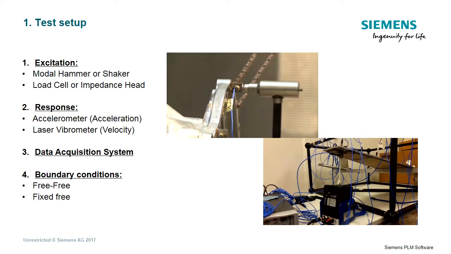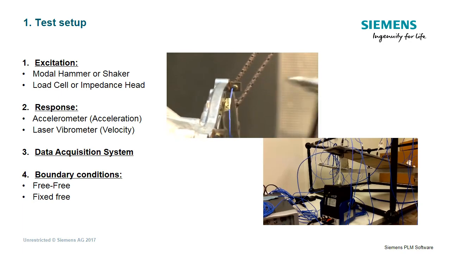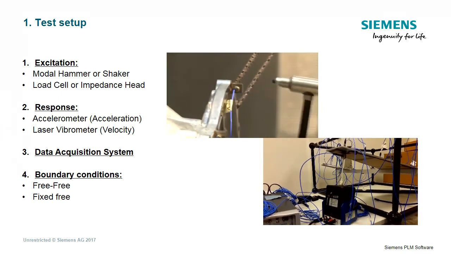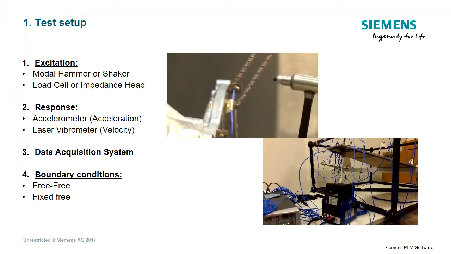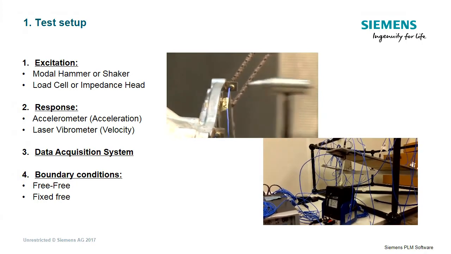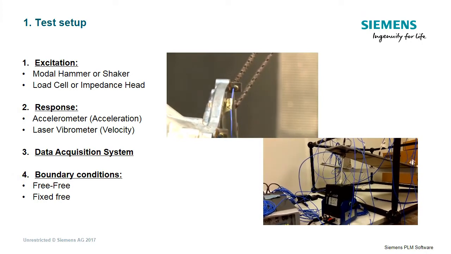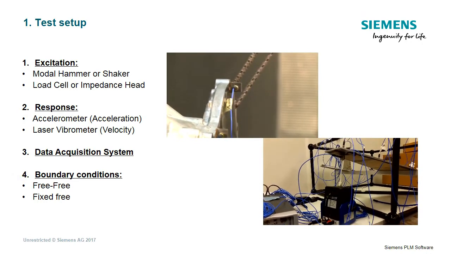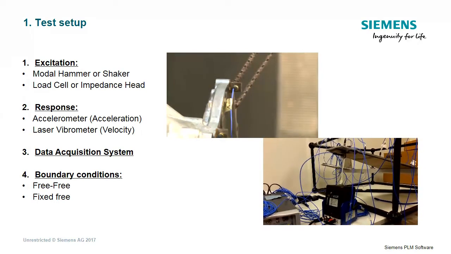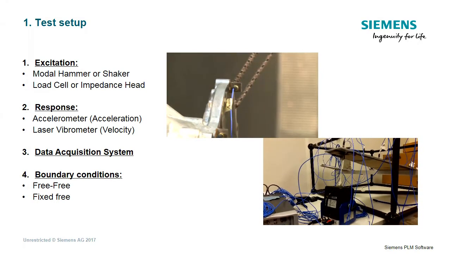To apply and measure the excitation, we can use impact hammers or electrodynamic shakers. In both cases, we will use a load cell to record the actual force. To record the response, the two most common sensors are accelerometers or laser Doppler vibrometers. Those sensors record the velocity.